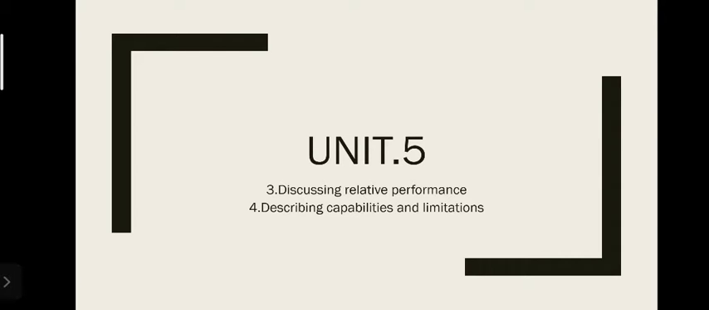Today we are going to discuss Unit 5. As always, we have two skills. Number 3, discussing relative performance, and number 4, describing capabilities and limitations. Number 3, discussing relative performance.